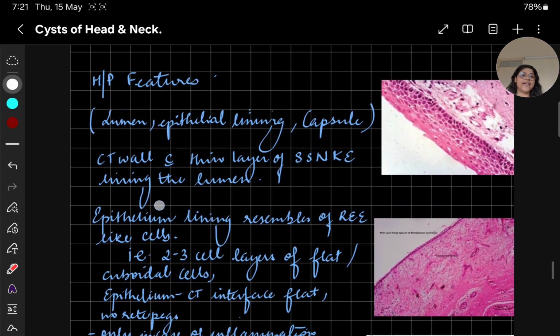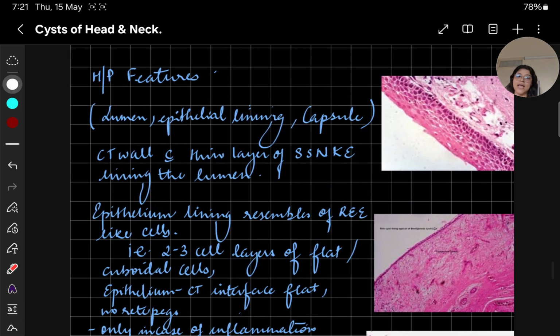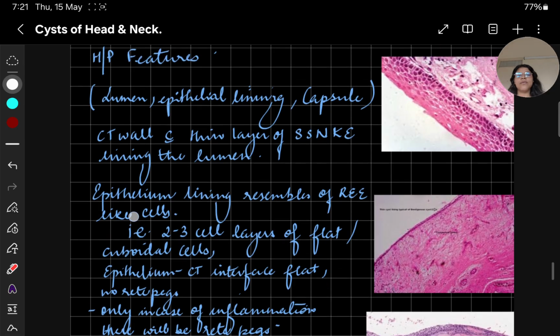Histopathological features. What does a cyst have? A cyst has a lumen, it has a wall, and it has a connective tissue stroma. Right? Lumen, an epithelial lining, and the capsule, which is of connective tissue. So connective tissue wall with a thin layer of stratified squamous non-keratinized epithelium. This is the lumen. You will have stratified squamous non-keratinized epithelium lining the lumen. Okay, connective tissue wall.